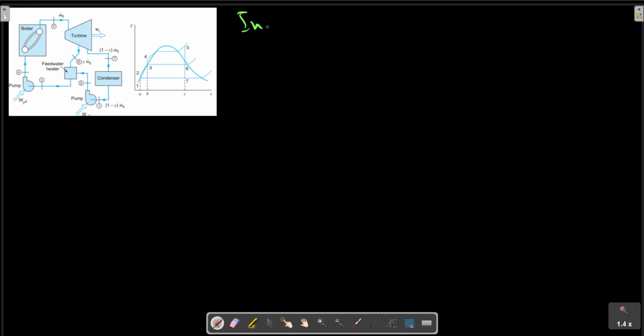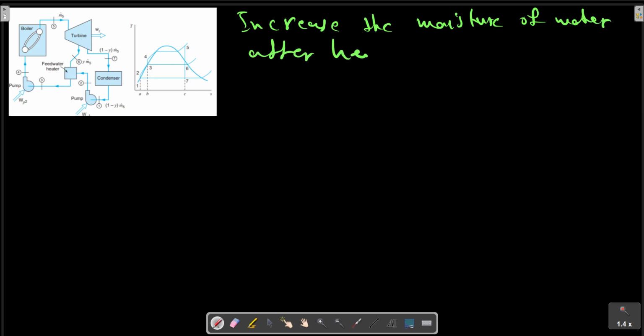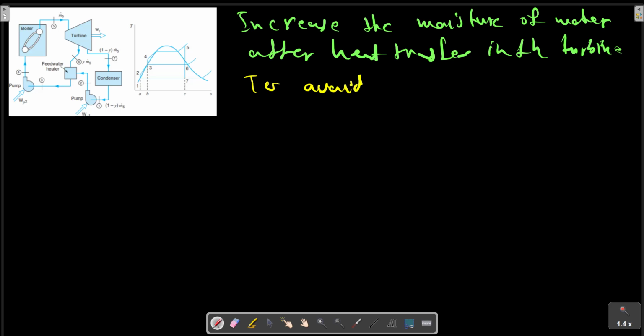It increases the moisture of the water after we transfer heat in the turbine, so to avoid this, a feed water heater is used.